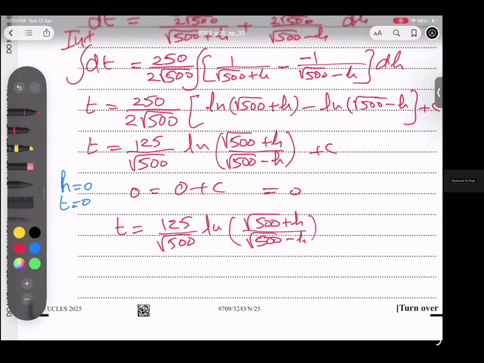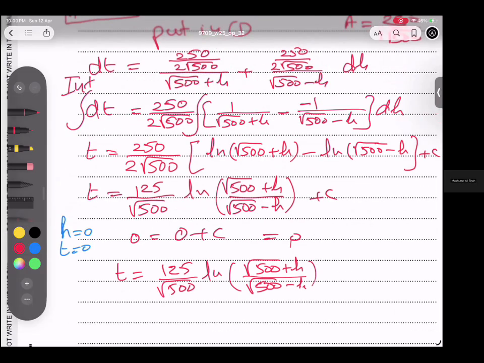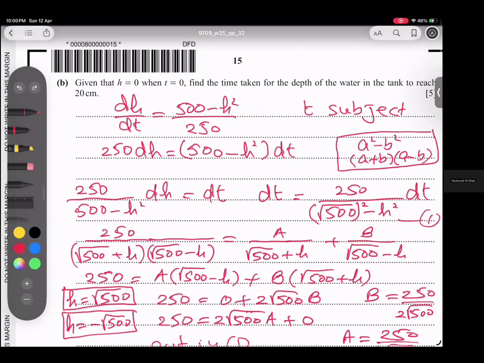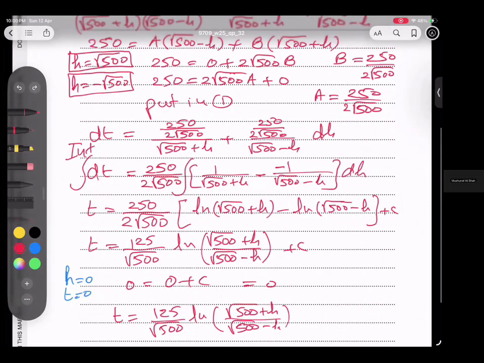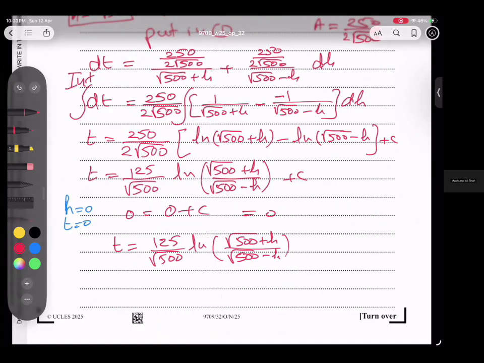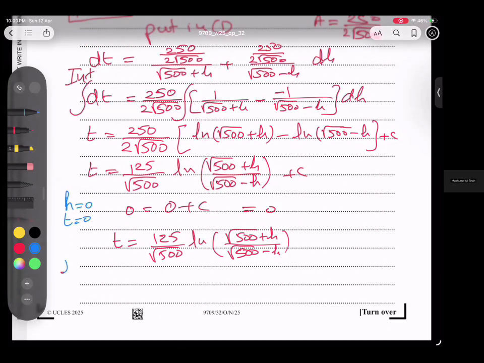Last statement of the question, he is asking us what to do. Check it. He is asking here, find the time when the depth of water reaches 20 centimeters. So we have to replace each h here by 20. So when I place 20, let's see what happens. We can put it in decimal even. So I think, let me try directly. Okay, I type in the calculator.